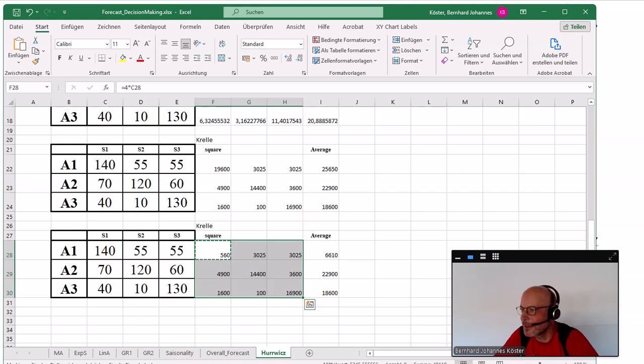Yep. Yes, it's just the average times 4, so A1 and A2 have to be the same. Okay, nice.